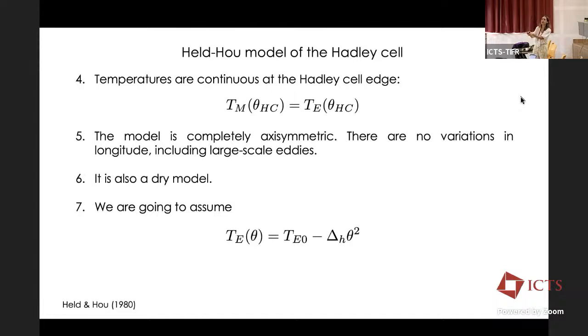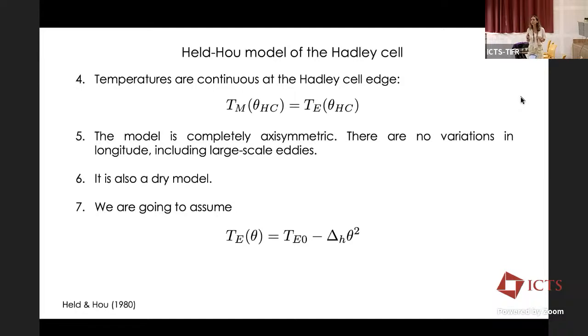Within the Hadley cell, we're going to call T sub m the temperatures that are in gradient wind balance with the zonal winds that are angular momentum conserving. So everything with the m refers to the distribution of the temperatures and the zonal winds within the Hadley cell, and those are constrained by angular momentum conservation. Outside of the Hadley cell, the atmosphere is super happy to be in radiative convective equilibrium, and we call this temperature T sub E. Continuity at the Hadley cell's edge implies that at the cell's edge, these two values need to be the same.